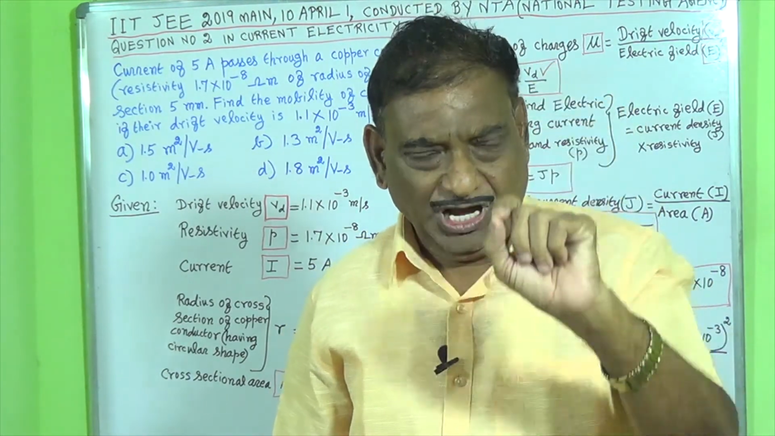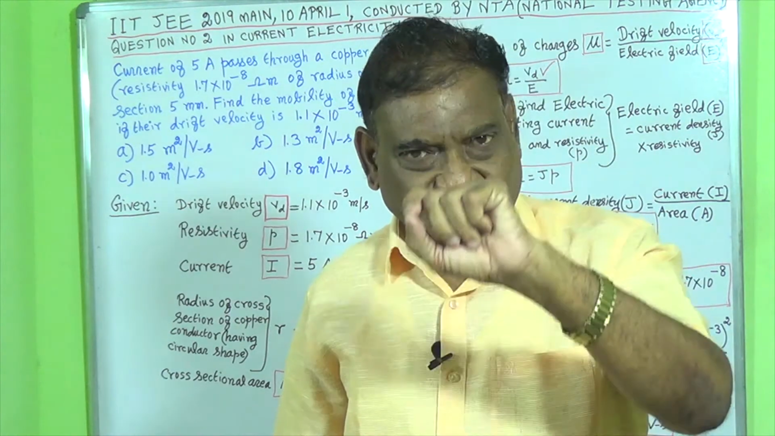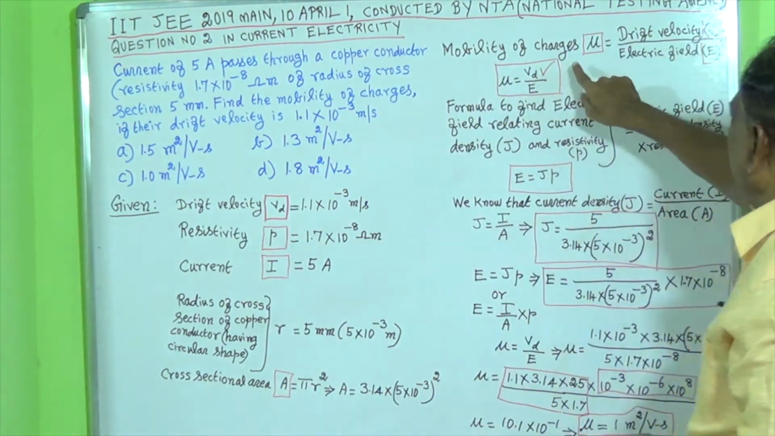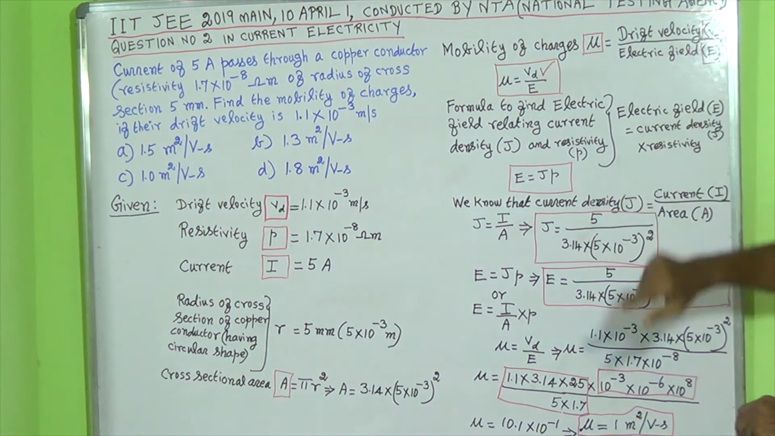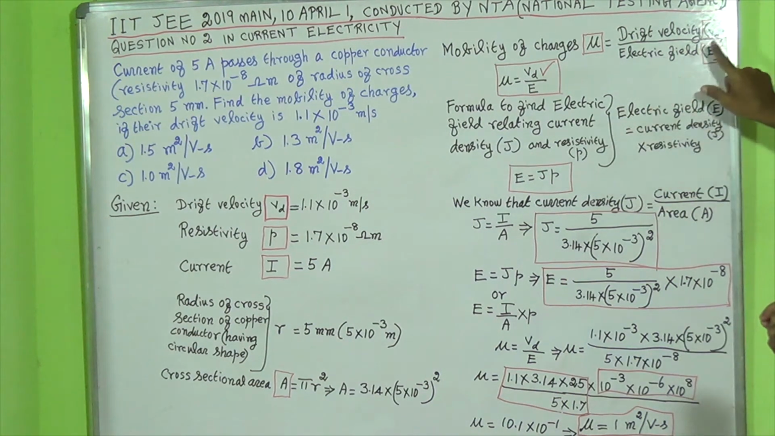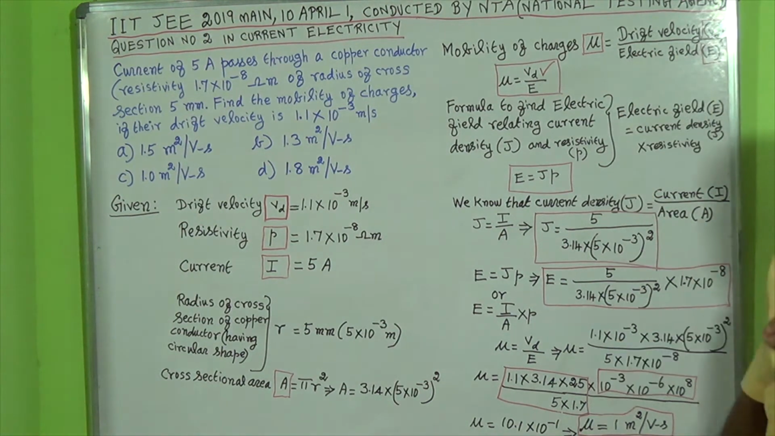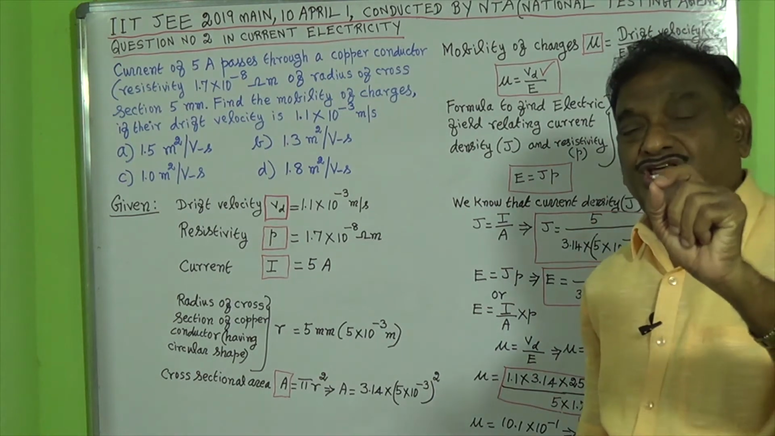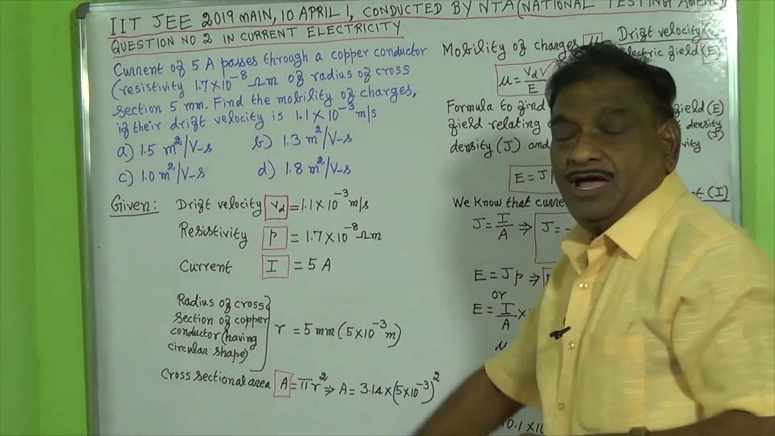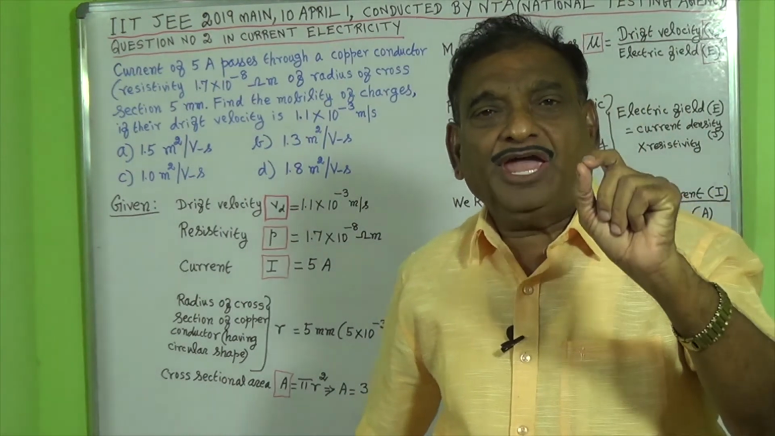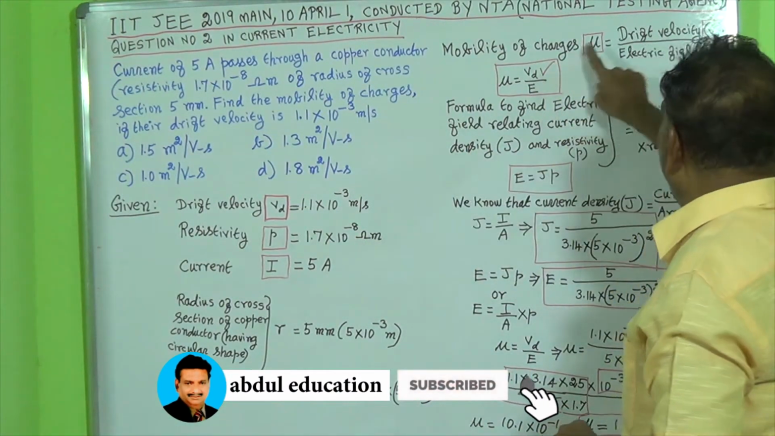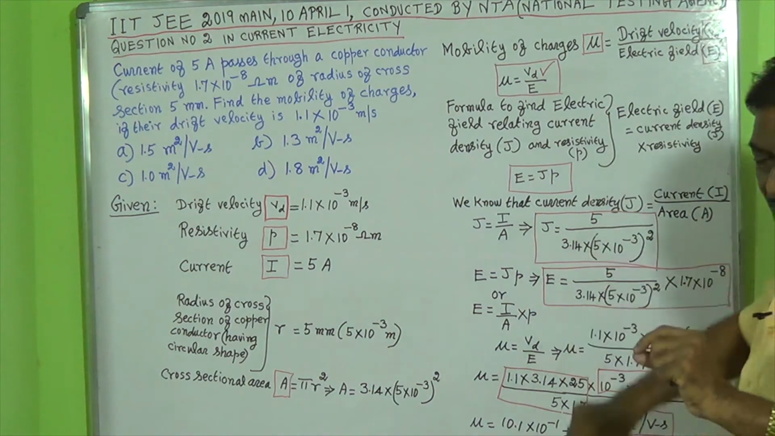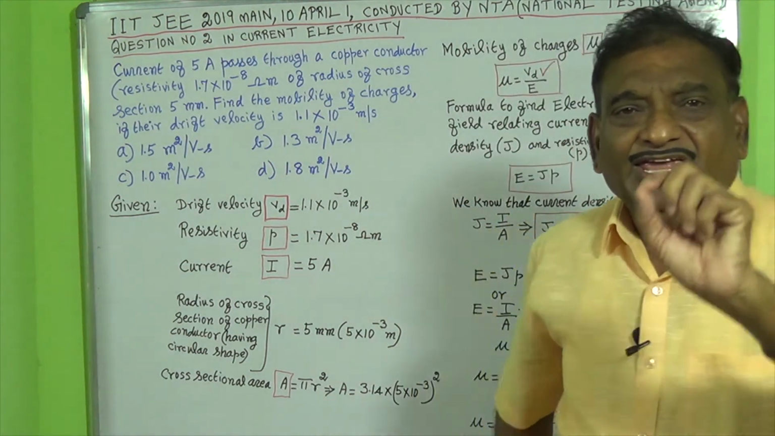The formula for mobility, relating drift velocity, is mobility of charges mu equal to drift velocity by electric field. The drift velocity is denoted by the symbol Vd. Electric field is denoted by the letter capital E. On seeing this equation, we understand that the drift velocity is provided in the sum as 1.1 into 10 to the power of minus 3 meter per second. So we can substitute this value in the place of drift velocity. So our duty is to find only the electric field.